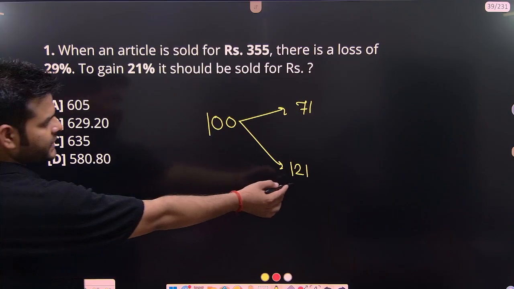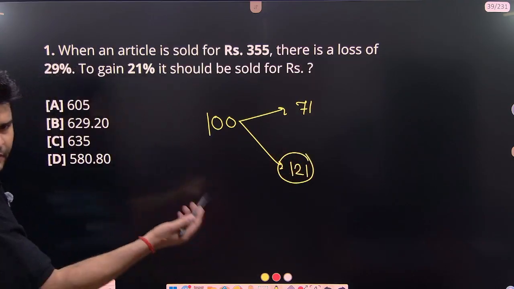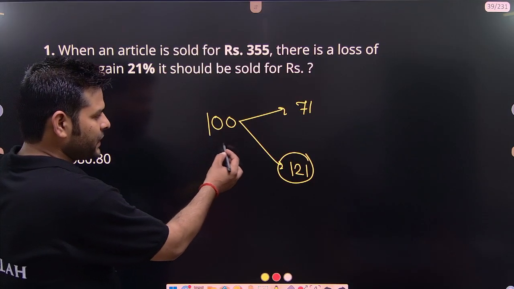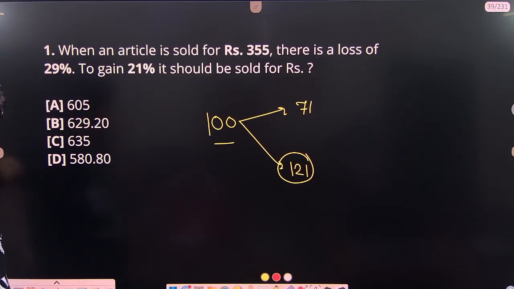Yes, SP. This is the SP. That is what we are finding out, the SP is what is asked. But for SP, we need to consider the CP first. Without having CP, is it possible to find out the SP? So we need to consider a CP.